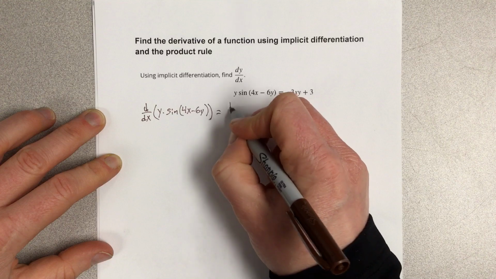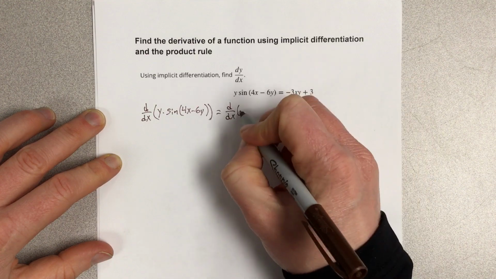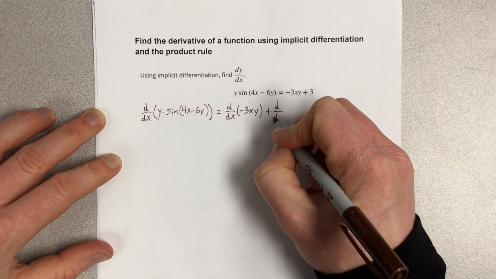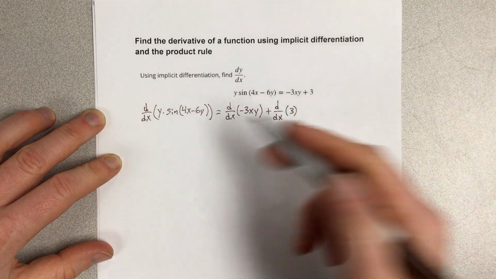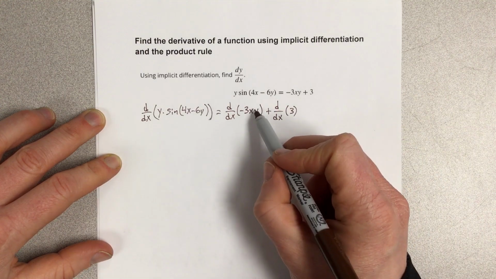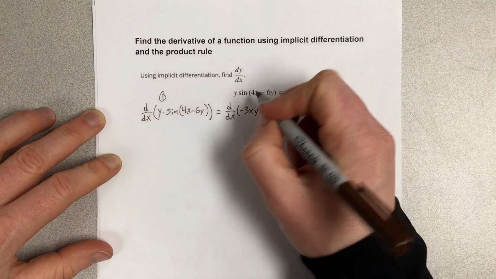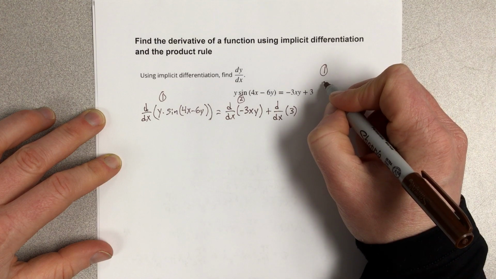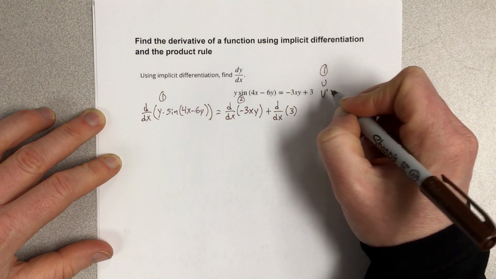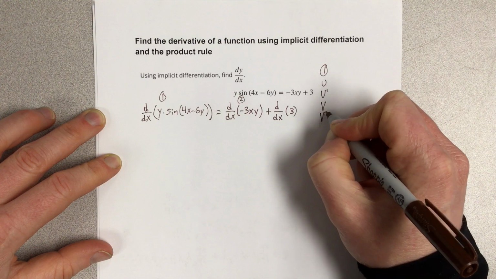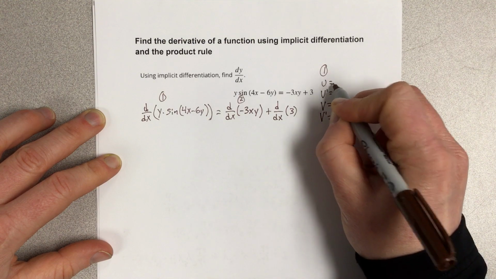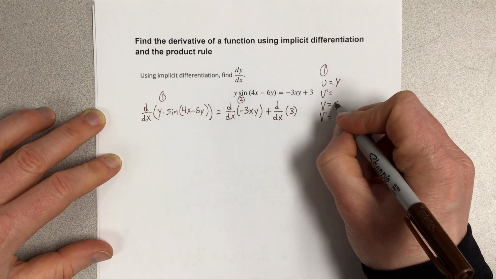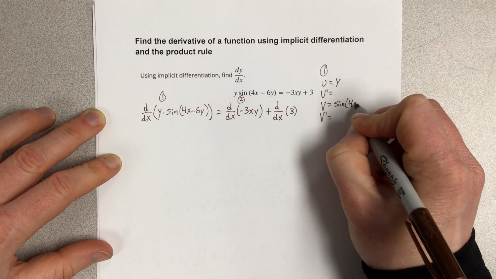and that's equal to the derivative of negative 3xy plus the derivative of 3. Now you can see that we have a product rule and then another product rule, so I'm going to label these. This will be like the first product rule and the second product rule. So we're going to put 1 here, and then that would be u prime, v prime. So for the first piece, we're going to have u is y, and v is sine of 4x minus 6y.